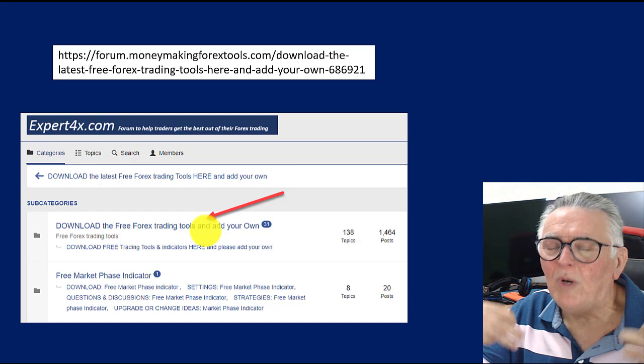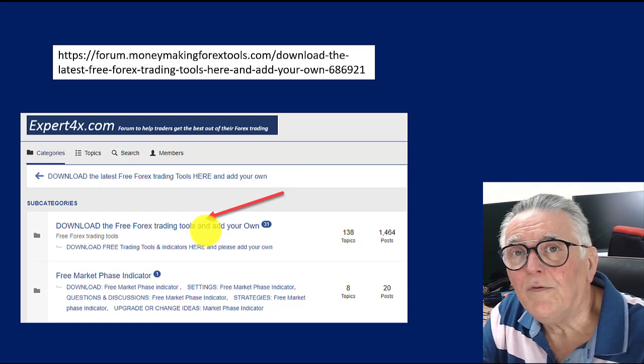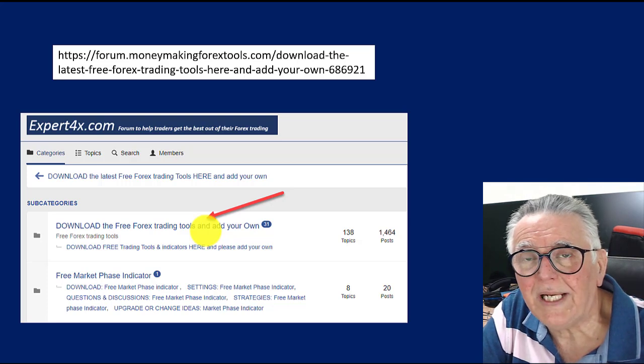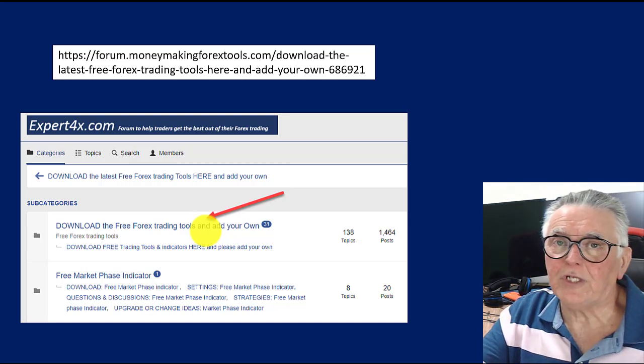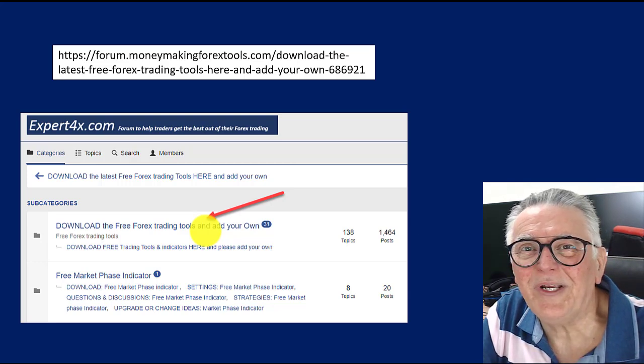Now, I hope this helps your Forex trading. You could use this indicator as a filter together with your normal trading, or you could use it on its own to generate really good trades. So from me, Alex Aploy, cheerio.